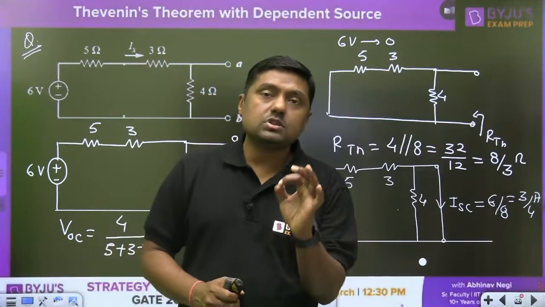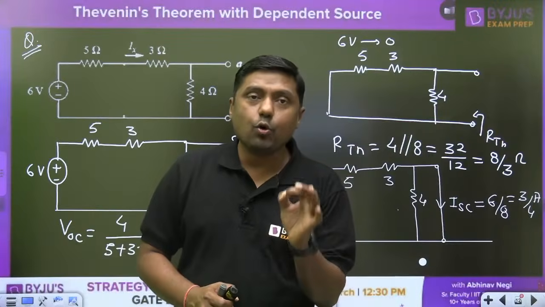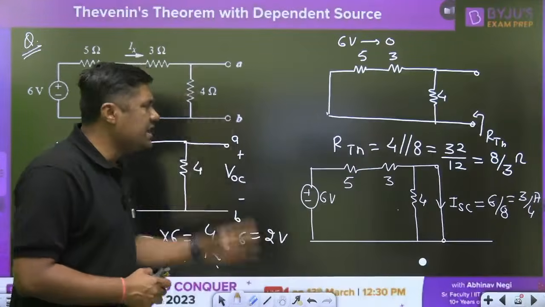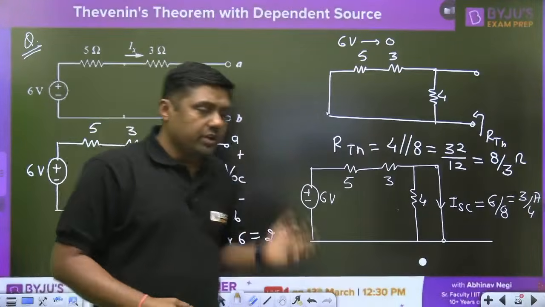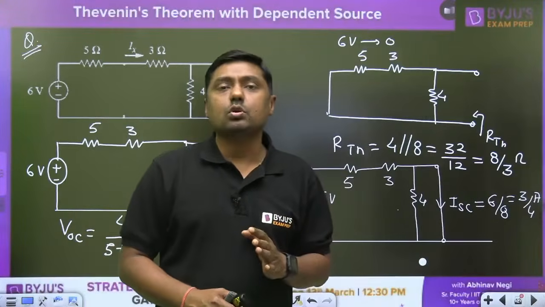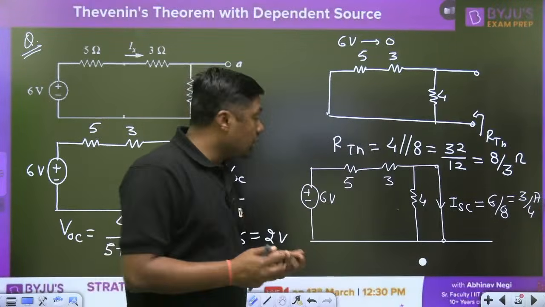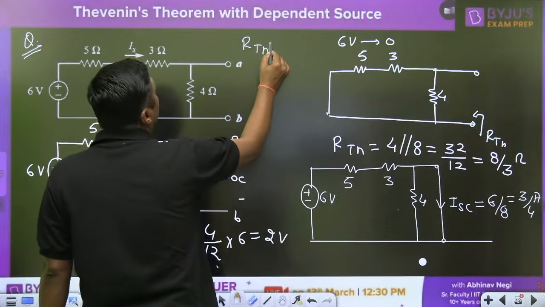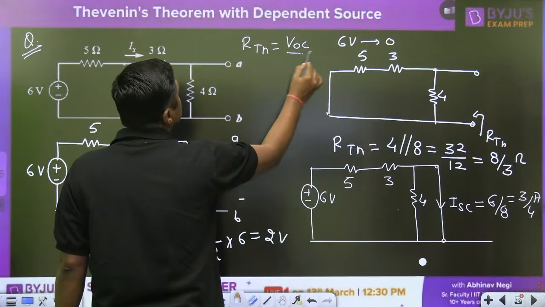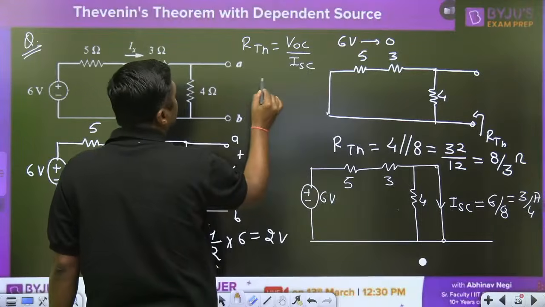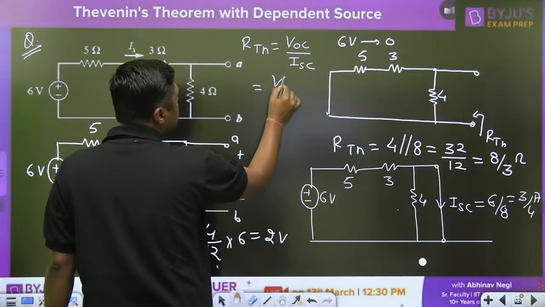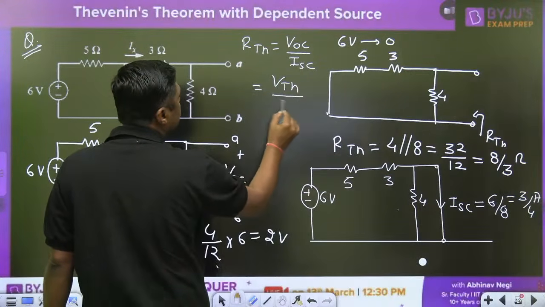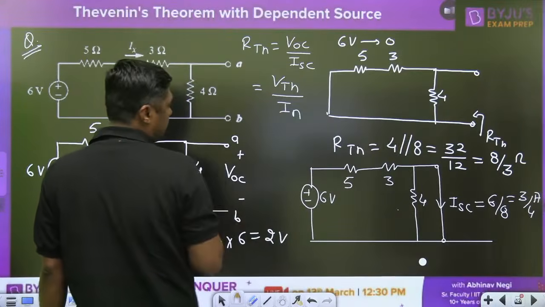Once you have the short circuit current and open circuit voltage for any network with dependent source or with independent source, we can find the RTH. What is the value of the RTH? Always remember this formula: open circuit voltage upon short circuit current. Open circuit voltage is nothing but VTH, short circuit current is nothing but Norton's current.